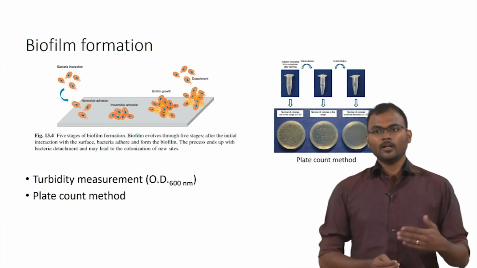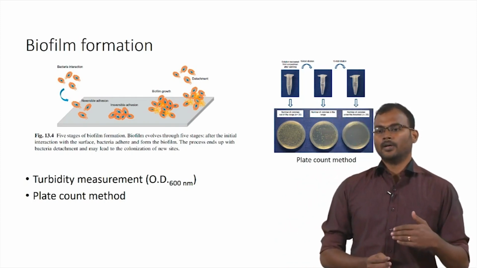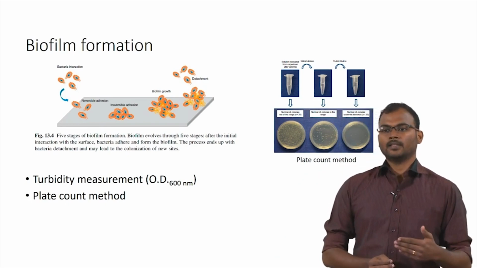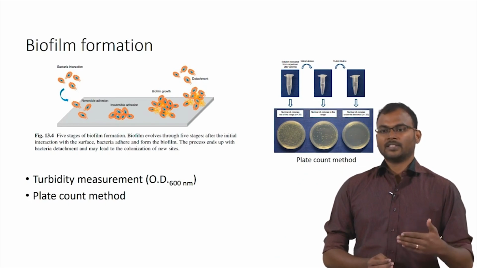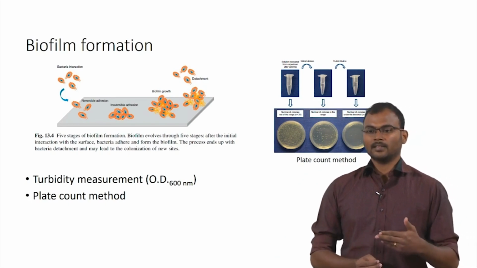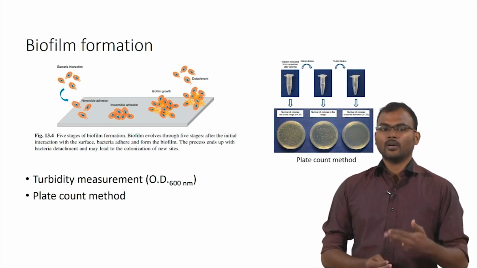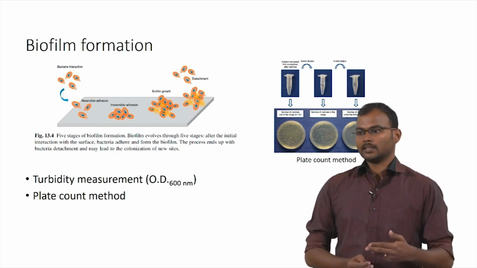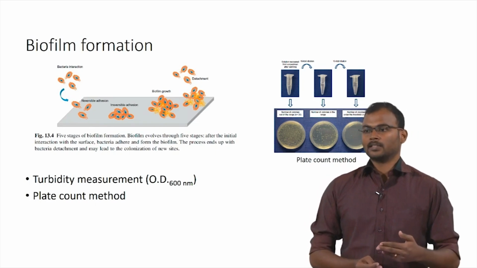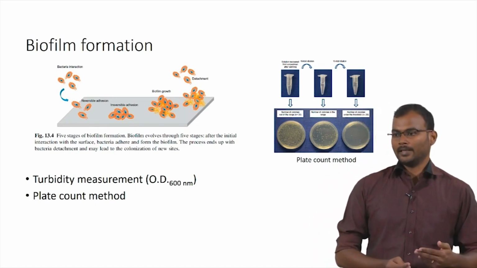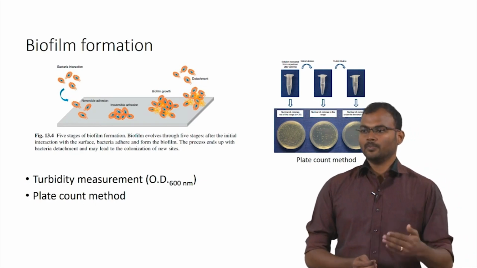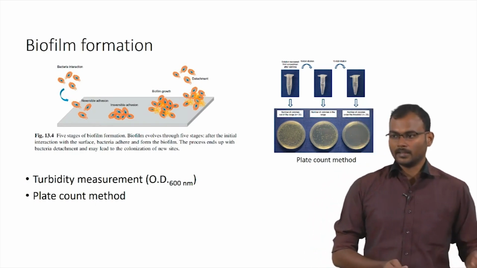For all these things, you have to characterize your materials before that, with surface characterization and bulk characterization, so that you have the idea that it should avoid bacterial adhesion, it should promote cell adhesion, and it should avoid platelet adhesion. All those things you have to do before the biological characterization.